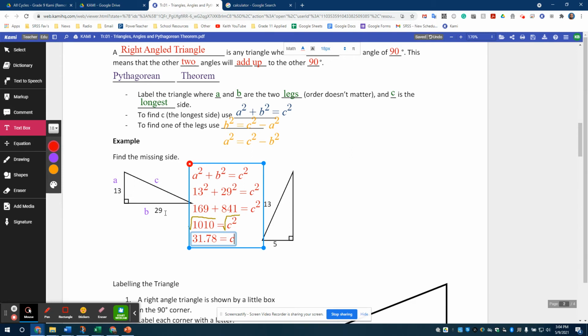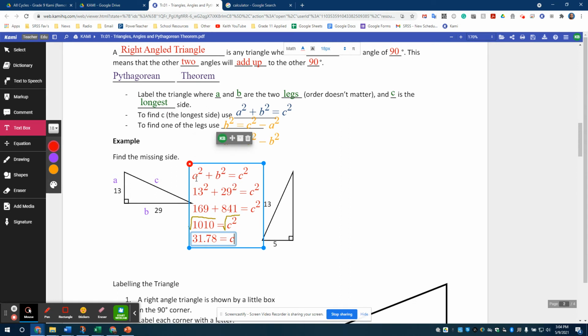Depending on the triangle, it could be just a very tiny bit longer, or a slightly bigger bit longer than the longest side, but it's important that we understand how to come up with that. So this would be our side, 31.78. Now I showed it in great detail here.